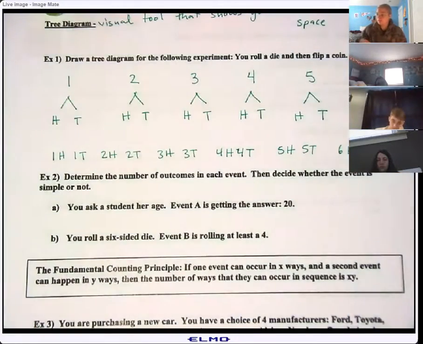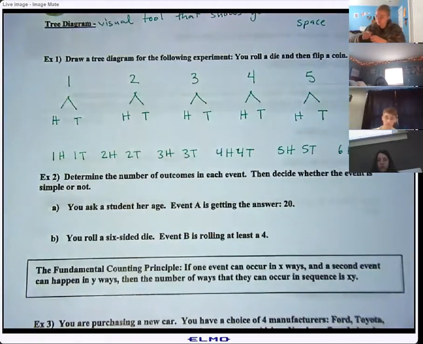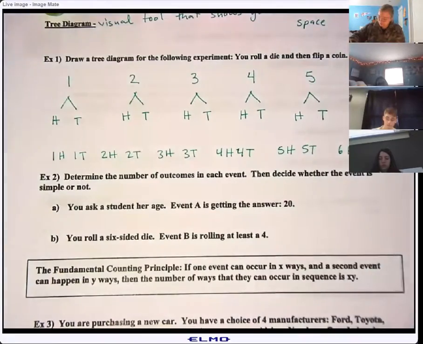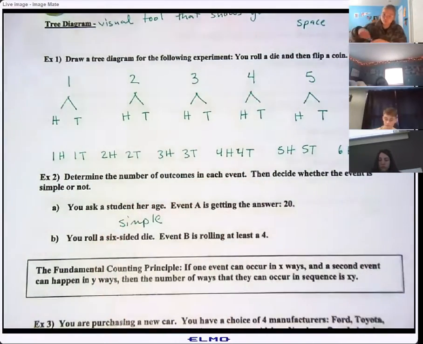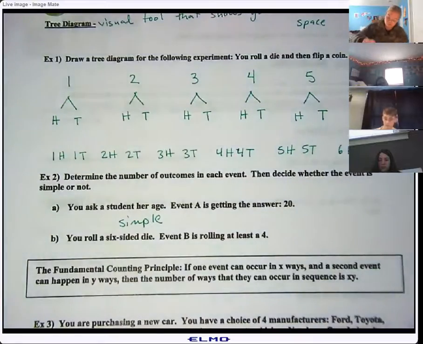Sometimes an event has more than one outcome. If it does, then it's complex. And if it doesn't, then it's simple. For example, asking a student her age, if she says 20, there's only one way that she can say that, by saying 20. She says, I'm 20, that's it. It's not like, oh, if she says 22, I'm also going to count that as 20.